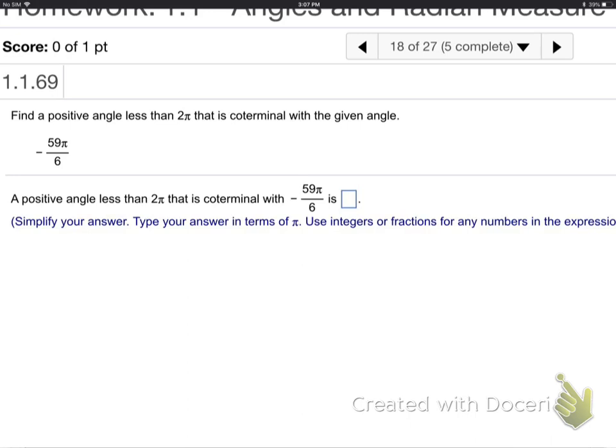So start adding 2 pi, 2 pi, 2 pi, 2 pi, until that thing becomes positive. Now, how do I add 2 pi? 2 pi over 1, but you've got to get a common denominator. 12 pi over 6. Multiply top and bottom by 6, that's right, 12 pi over 6. So just keep adding 12 pi over 6 until, probably about 5 times. It's going to take 5 times.